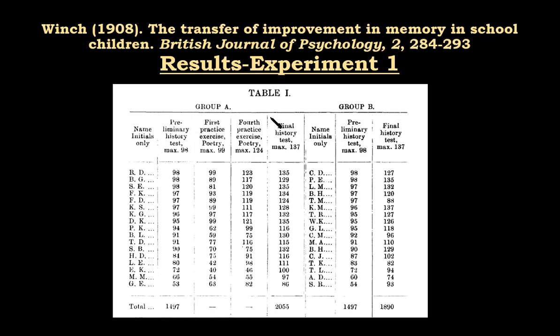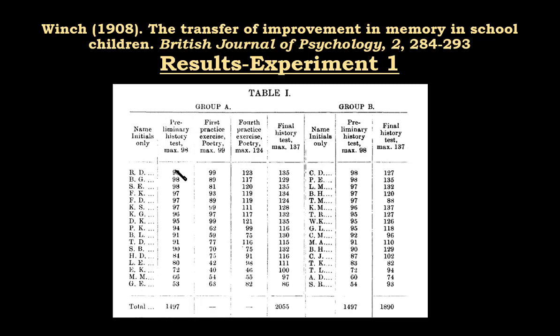In table 1, Winch presents Group A data and Group B data, and here we've got the initials of the names of the participants. Today we wouldn't put initials here; we de-identify the data and we use numbers. So we've got a number of students in Group A, and here some students in Group B.